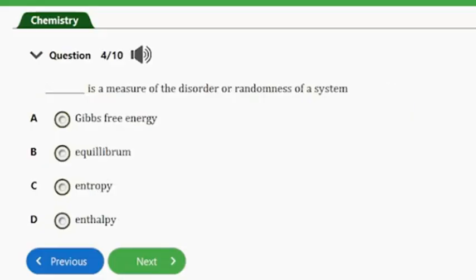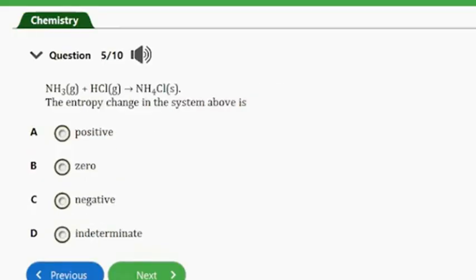Let's consider the next question. Question number 4 here. It says, dash is a measure of the disorder or randomness of a system. A. Gibbs free energy, B. Equilibrium, C. Entropy, D. Enthalpy. So guys, the answer to this question is option C here, and that's entropy. So let's consider the next question.